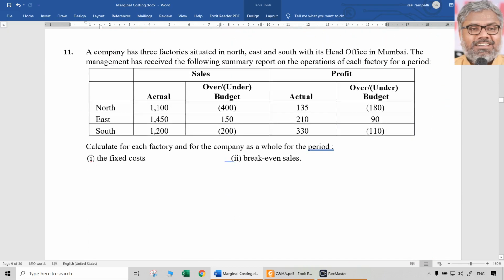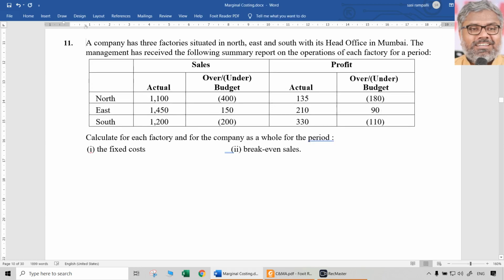Now, question number 11 is also talking about break-even sales and fixed cost. A company has 3 factories situated in north, east and south with its head office in Mumbai. The management has received the following summary report on the operations of each factory for a period. Sales is given, profit is given, and north, east, south.